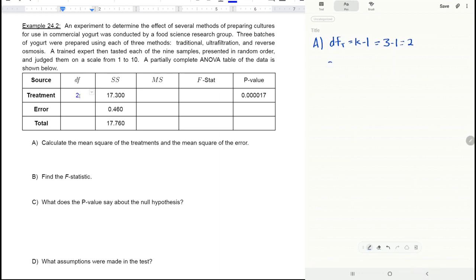And then to find the error degrees of freedom, we're going to take the total sample size minus the number of groups. So here we have 9 total samples, so 3 from each of the different methods for a total of 9. And we have 3 different groups, so that gives us 9 minus 3, or 6 error degrees of freedom.